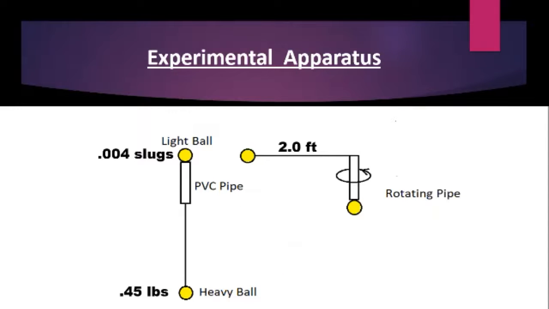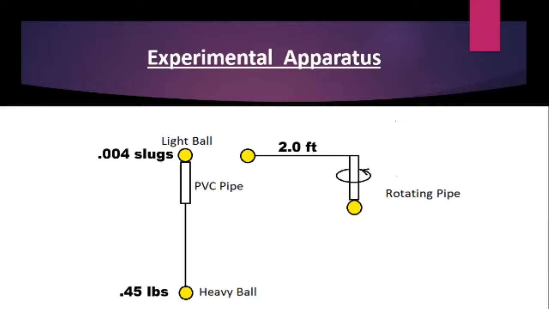To experimentally verify the theoretical equation, the apparatus shown here was constructed using two tennis balls tied together with nylon fishing line, which runs through a PVC pipe. There's a light ball on top and a heavy ball on the bottom. The upper tennis ball is empty with a mass of 0.004 slugs, and the lower tennis ball is full of sand with a weight of 0.45 pounds.